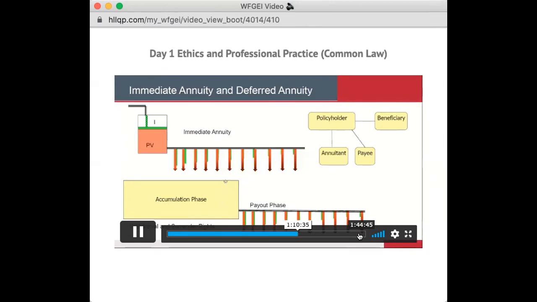Okay, so during the deferral period, there is what we call the accumulation phase. This phase is the time where the money is sitting with the insurance company, growing in interest and everything else. During that time, you can make withdrawals or surrender it if you want. It is expensive to do this.